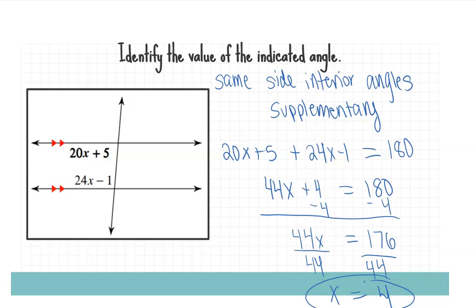So now all I'm going to do is substitute 4 in for x in both of our expressions. So 20 times 4 is 80 plus 5 will give us 85 degrees. And then 24 times 4 is 96 minus 1 will give us 95 degrees. And we know that these two angles are supplementary, so 85 plus 95 is 180 degrees.